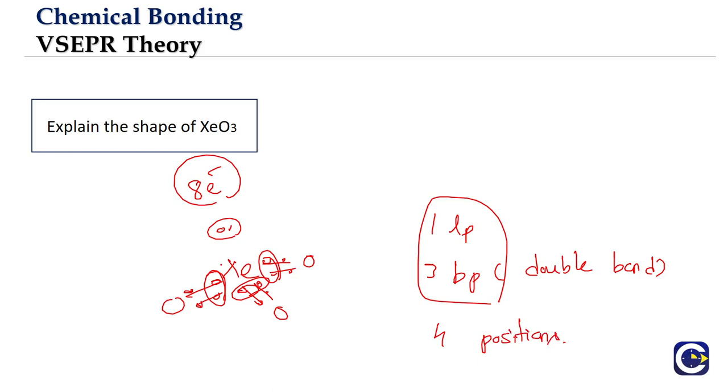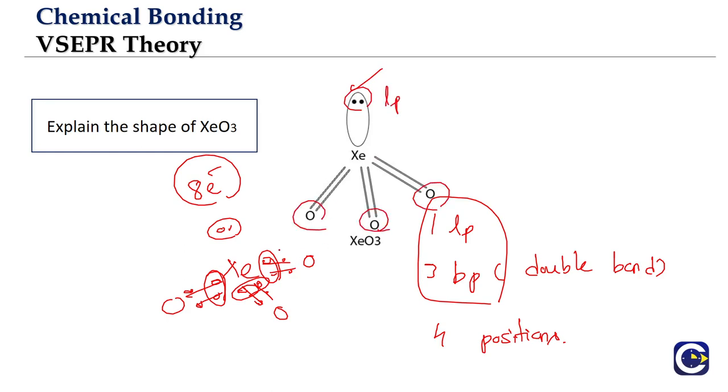Okay, so look at it. In tetrahedral, what we'll have is one of the positions will be taken by the lone pair. Other 3 positions are taken by oxygen. But when it comes to the shape, can you see the lone pair? You cannot see the lone pair, right? You will not be able to see it. What you see is only xenon.